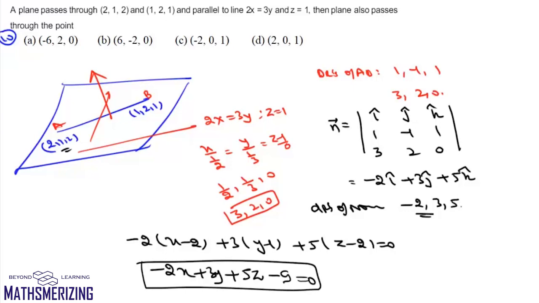Now we need to find out which point lies on this plane. So we'll put x as minus 2, we'll get plus 4, 0 and 5, 9. 9 minus 9 is 0. So that means this point C lies on this plane. So the answer to this question is C, which is minus 2, 0 and 1.